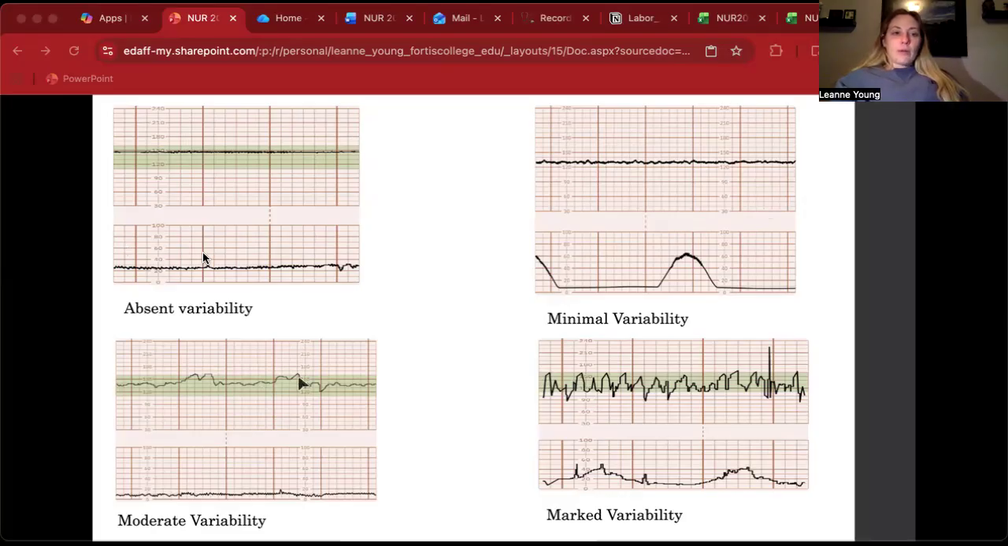Moderate variability you would see right here where there is some deviation in the baseline, some changes in the baseline, and that's good. Marked variability are these really, really drastic changes in the fetal heart rate where it's hard for us even to tell what our baseline is here, right?